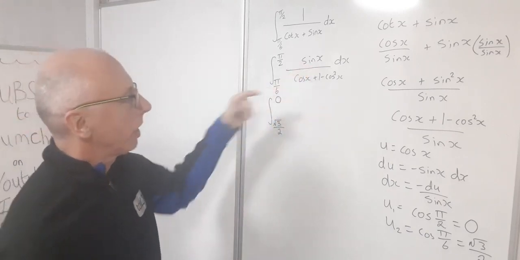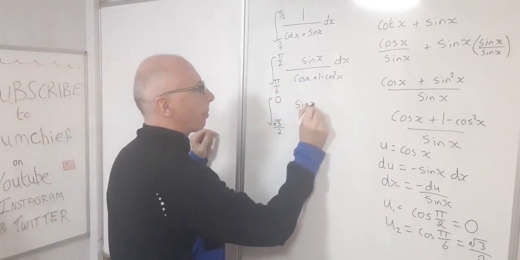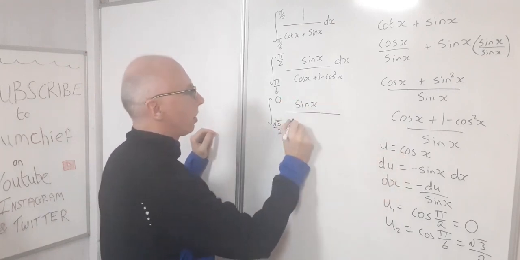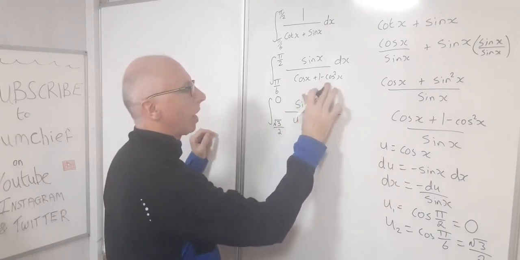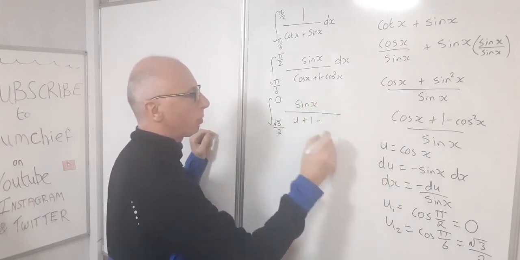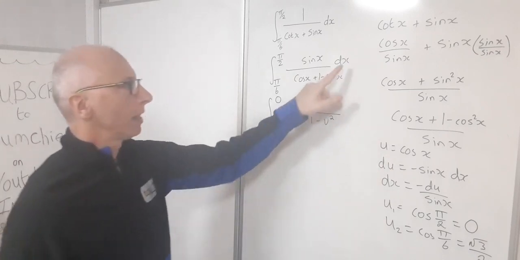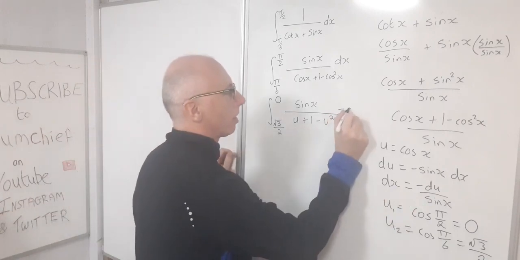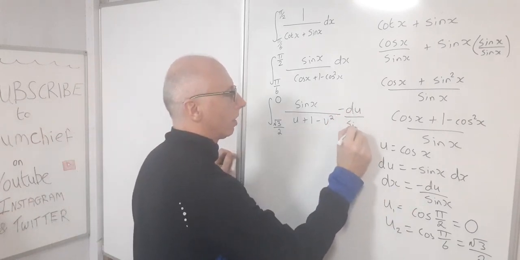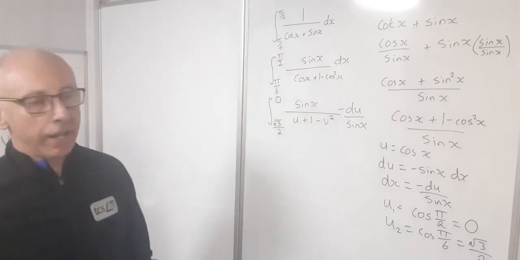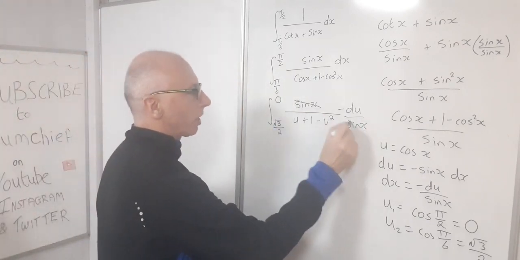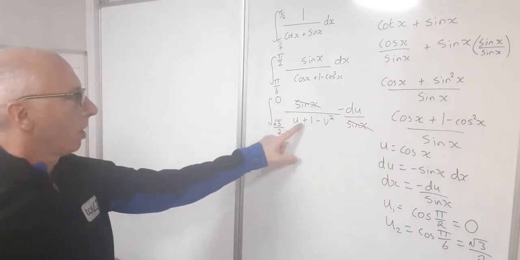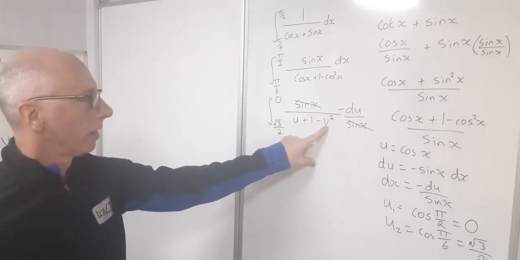Sine of x I'm just going to put in now, just so we can see what happens to it. And then cosine of x is just u. So I've got u plus 1 minus, and then cosine squared would just be u squared. And then my dx, I've got negative du over sine of x. And then one of my favourite bits I like to do, just cancel those out. Okay, so now I've got u plus 1 minus u squared.